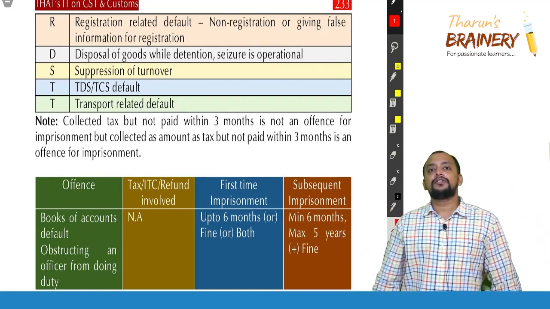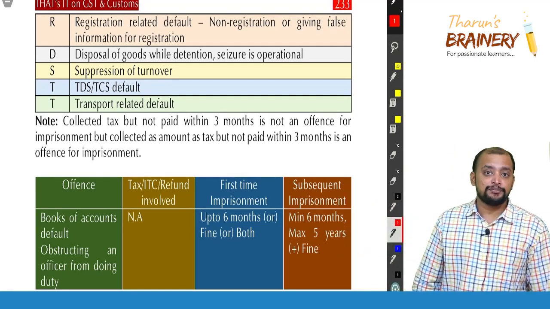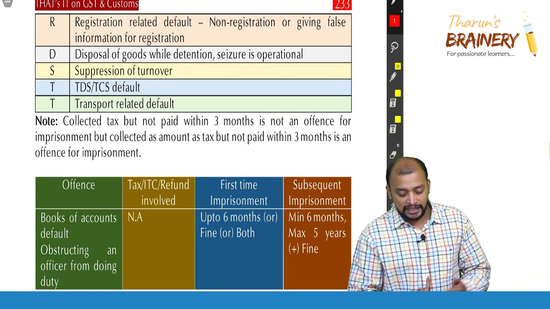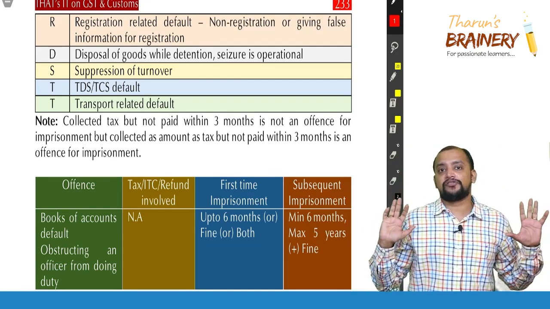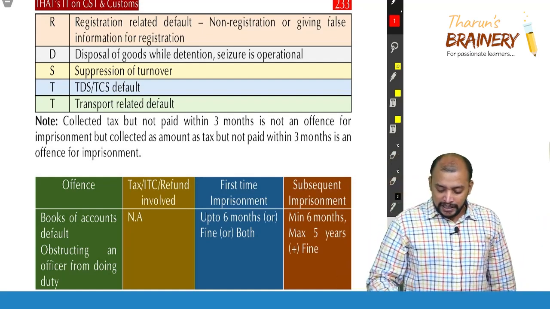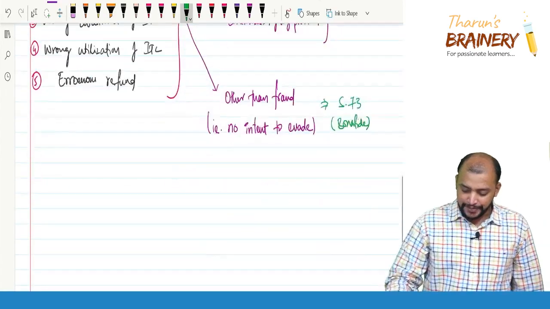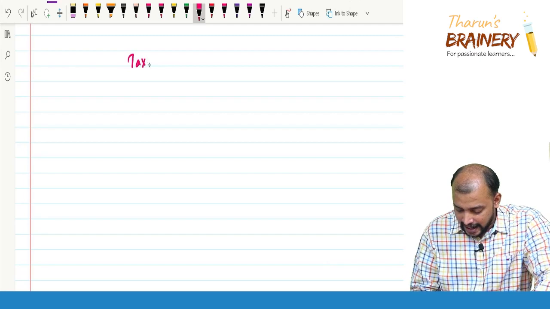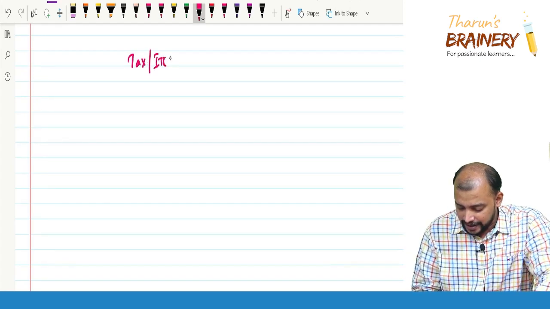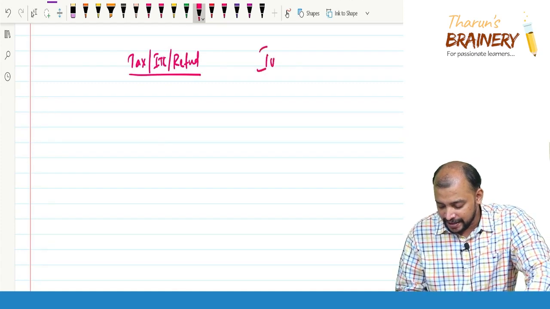Okay. Now, sir, now we know the offences that lead to imprisonment. What is the imprisonment? Listen carefully. Remember this. Tax or ITC or refund. Tax or ITC or refund. Imprisonment.